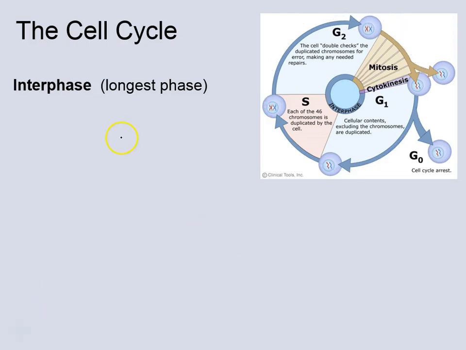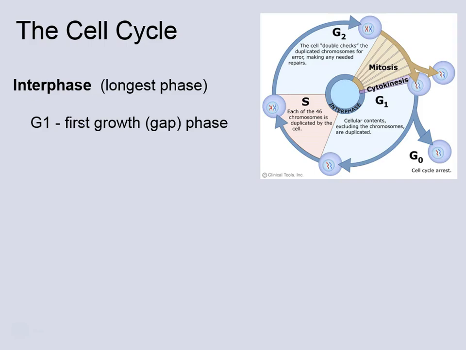All right. So interphase is broken down into three little sets. You have G1, the first growth phase. I think of it as the growth phase, but it's really gap 1. And this is where cells grow and do all of their cell things.